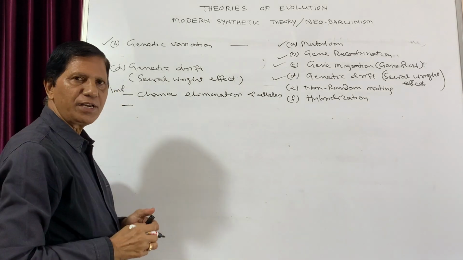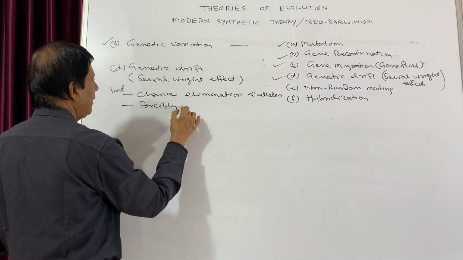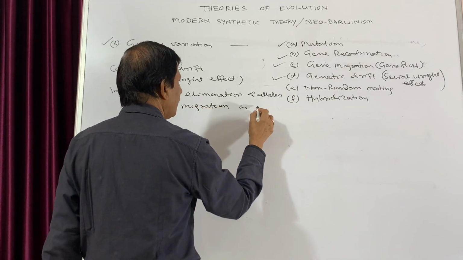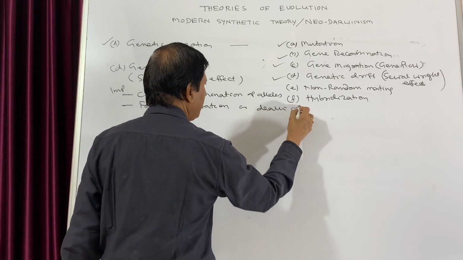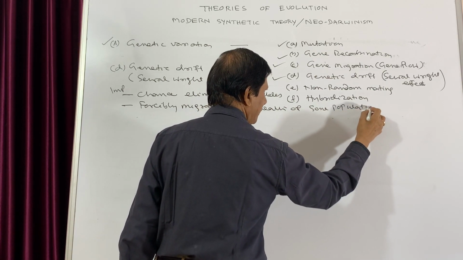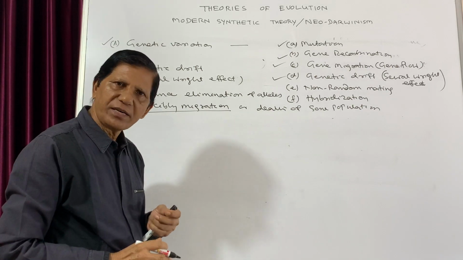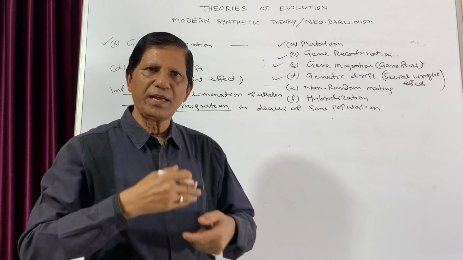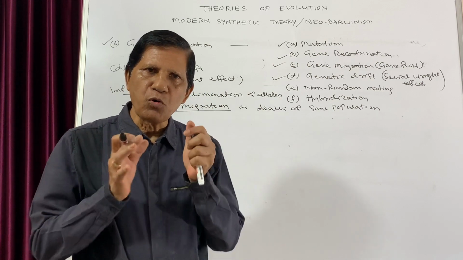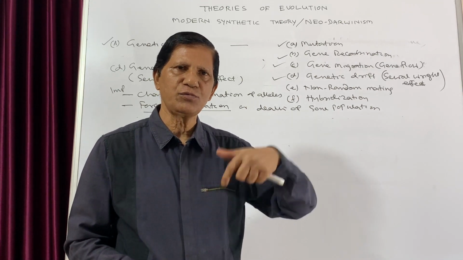And why is there a chance elimination? Because of forcible migration or death of some population. That means some population will migrate, but not according to their will. If they migrate according to their will, that will come under the previous one, gene migration. Here they are forced, compelled to leave one place for another place.